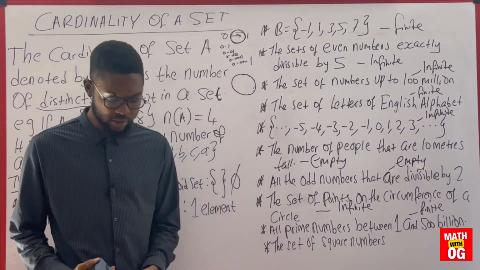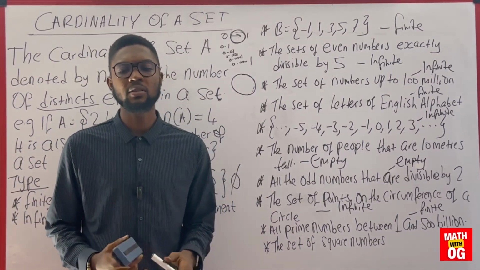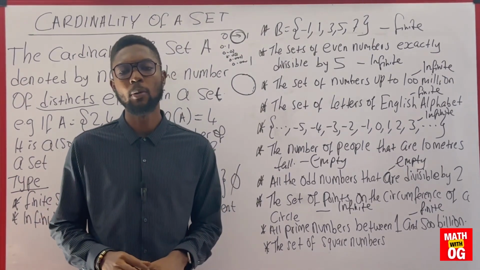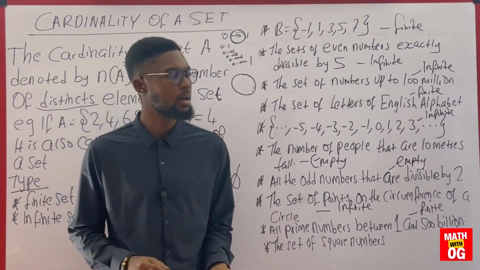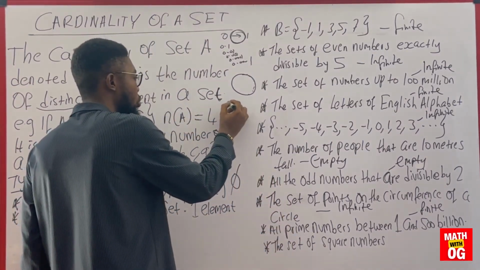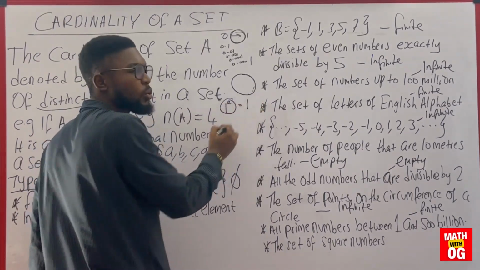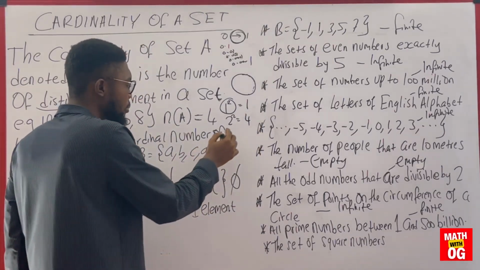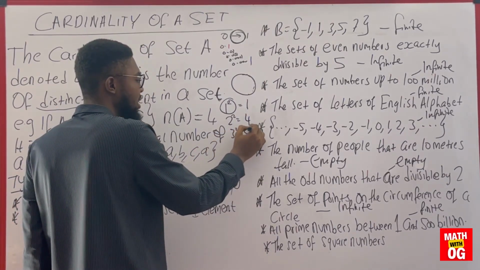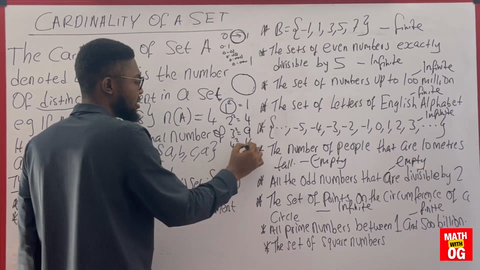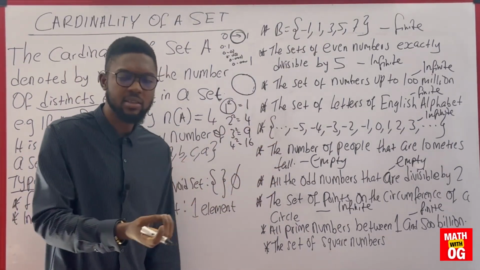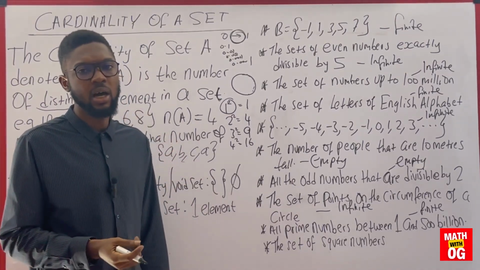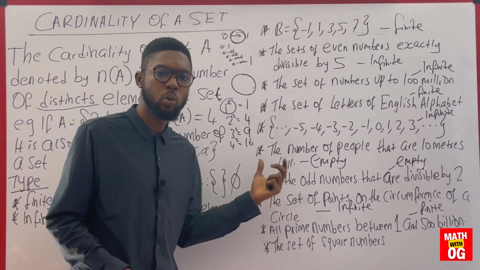Lastly, the set of square numbers. Firstly, you ask yourself, what are square numbers? Square numbers are simply the squares of whole numbers. For example, 1 all squared, whatever you get as your answer is a square number. Move on to the next, 2 all squared, whatever you get as your answer is a square number. Move on to the next, 3 all squared. 4 all squared, you have what? 16. So you have 25, 36, 49, 64, 81, 100, 121, as the case may be. So all these are square numbers.